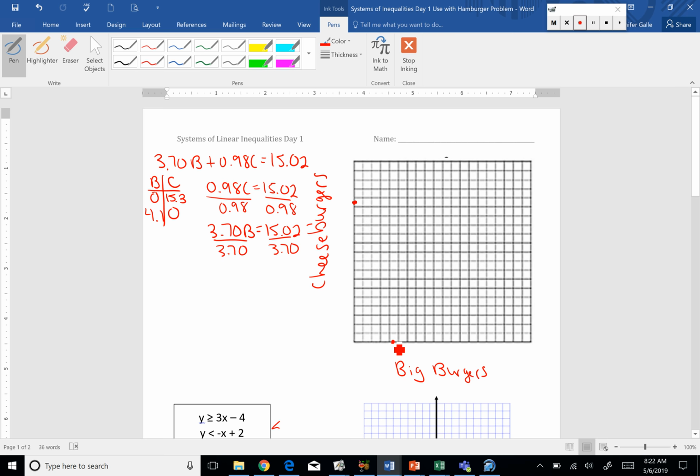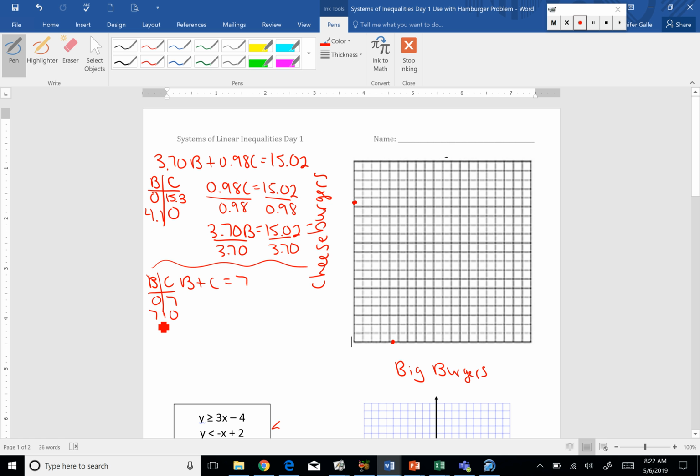Then we have to graph our other one. These are going to work out much better for us. We have b plus c equals 7. Do I really need to do a lot of work here? No. What's c going to be if I put a 0 in for b? 7. What's b going to be if I put a 0 in for c? 7. They're both going to be 7.